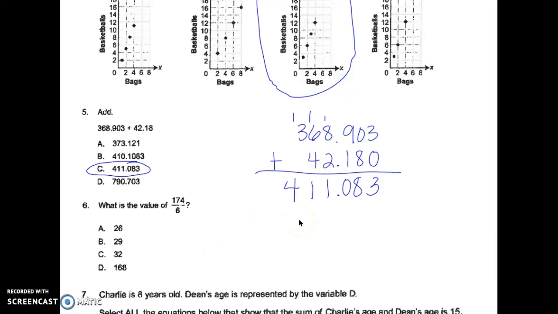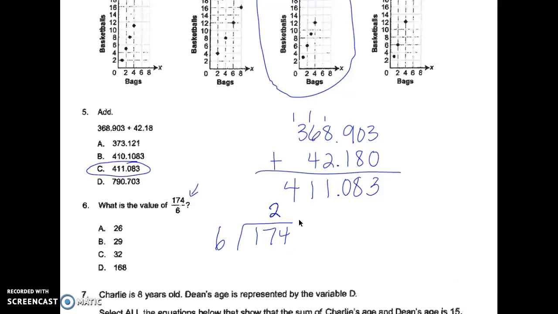Okay, so now I have to find the value of 174 divided by 6. When I see 174 over 6, I automatically think divide. Now, a common thing is people are like, I'm not sure which number to put inside the house. The number on the top always goes in the house. So write that down, and we're going to solve it. 174 divided by 6.